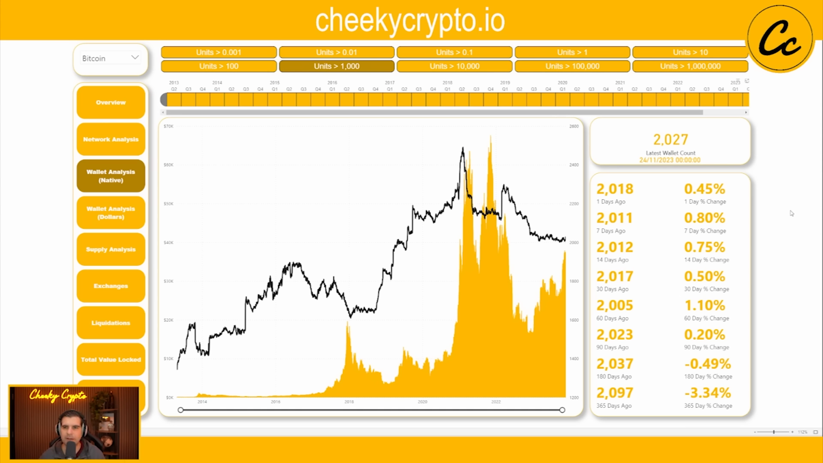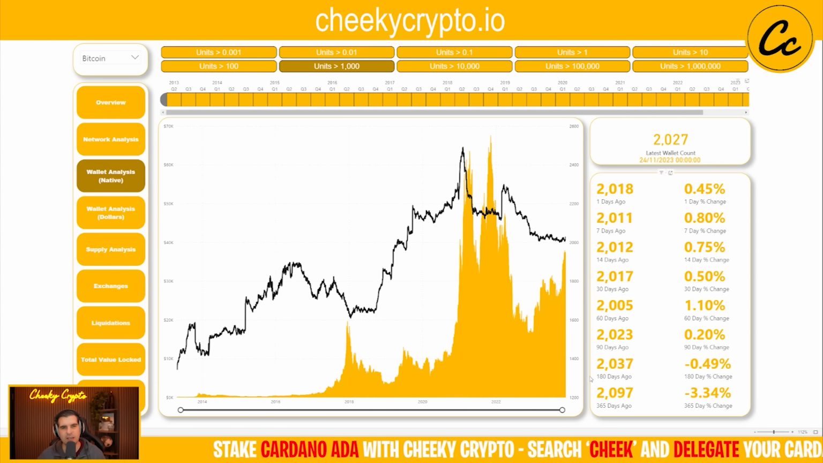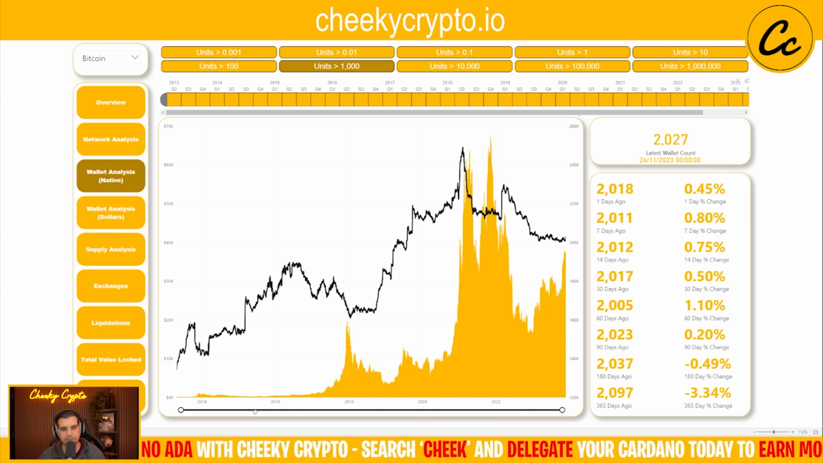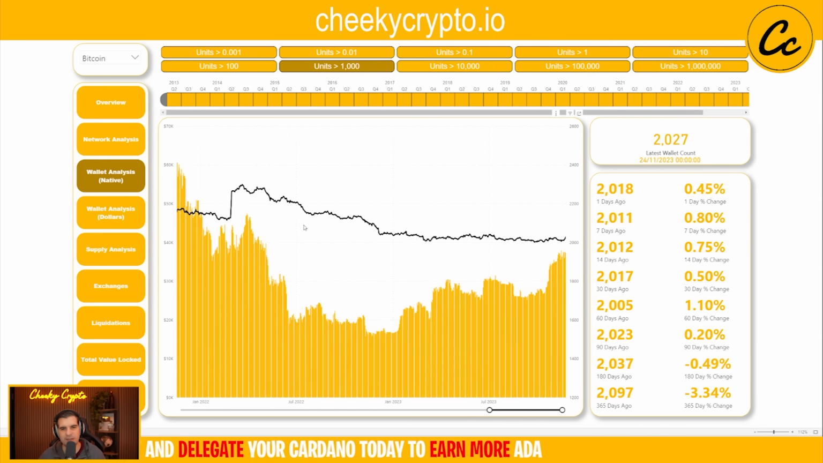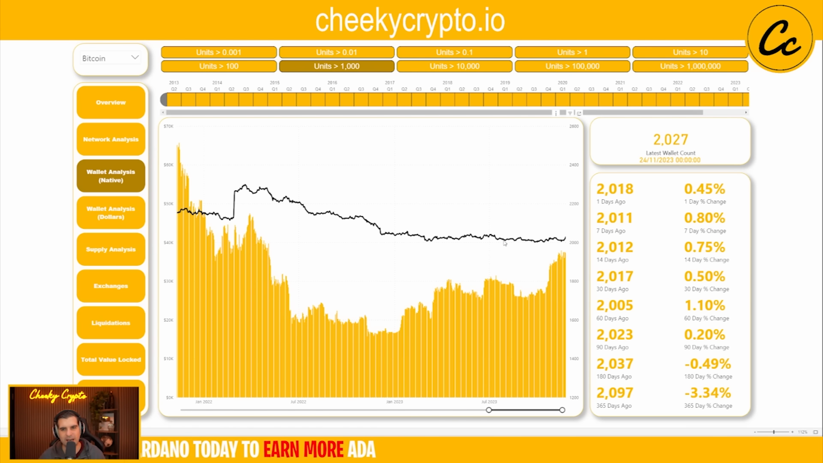Now, as we talk about whales, we can see here across time how the whales have been behaving. Currently, there are 2,027 wallets that have at least 1,000 Bitcoin. This is actually down 3.34% in the last 365 days. If I zoom in here, you can see that they haven't really been overly active. They've been very, very flat. They're waiting. They're not necessarily participating.